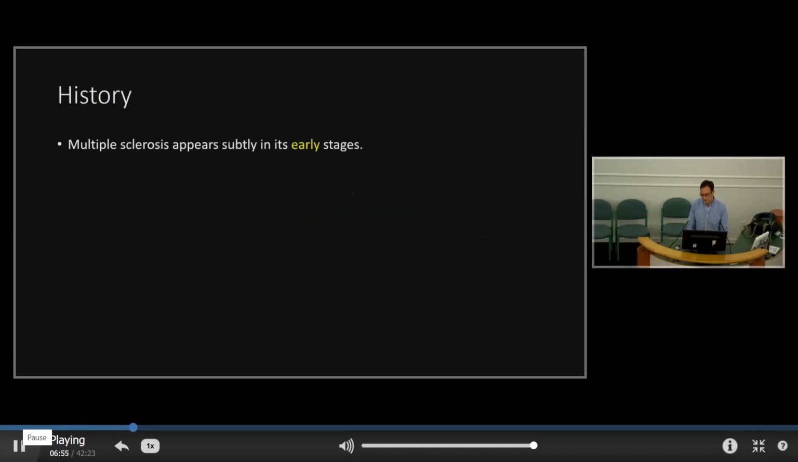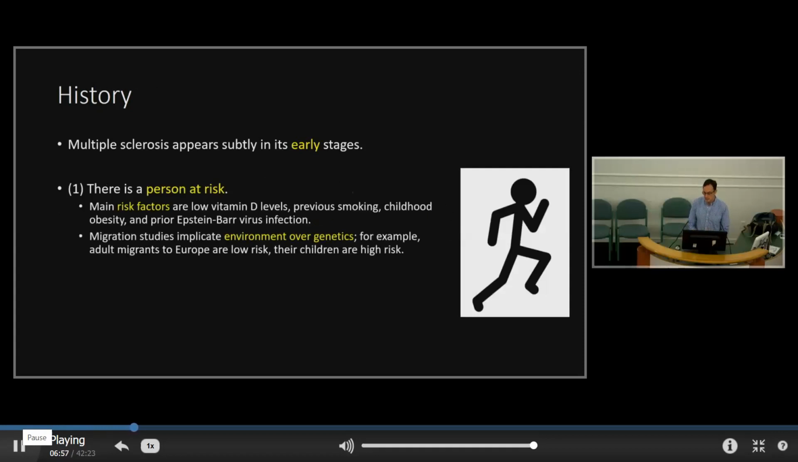Okay, so it appears subtly in its early stages. The person who gets MS already usually has some risk factors. Now, I'm not going to get too much into why these risk factors are correlated with MS. The bottom line is there's different theories, but some of the main risk factors are low vitamin D levels, previous smoking, childhood obesity, and a prior Epstein-Barr virus infection. That's not comprehensive, but that's some of the big ones.